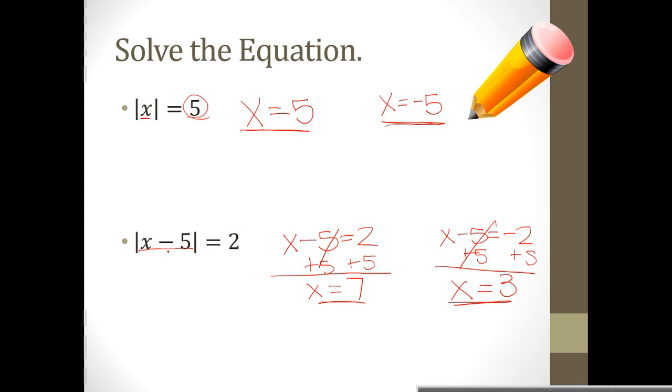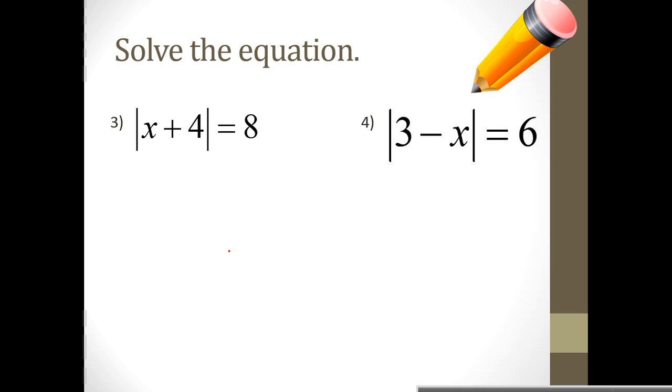Now, if you remember, absolute value always gives me a positive. So absolute value of negative 2 is, in fact, 2. So that's why I always need to do the positive answer and the negative answer. I need to check out both ways that I can get that 2.